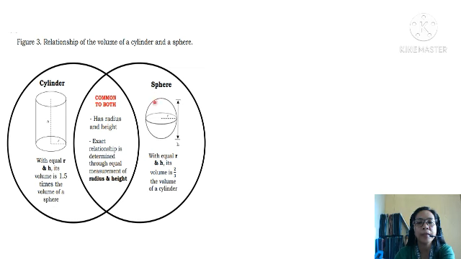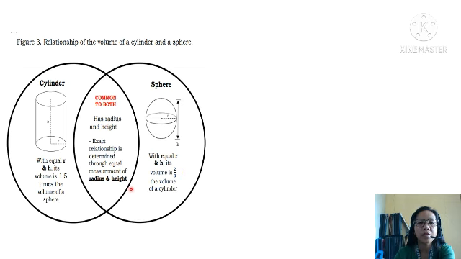Okay? Tingnan naman natin si sphere. So, pabilog siya. Para siyang melon or bola. Okay? Dahil nga bilog siya, so radius ang ginagamit natin sa kanya. At pansinin natin, yung height, simula dito sa baba hanggang dito sa taas, kung gaano kataas si cylinder, ganon din yung height ng sphere. With equal radius and height, its volume is 2/3 the volume of a cylinder.